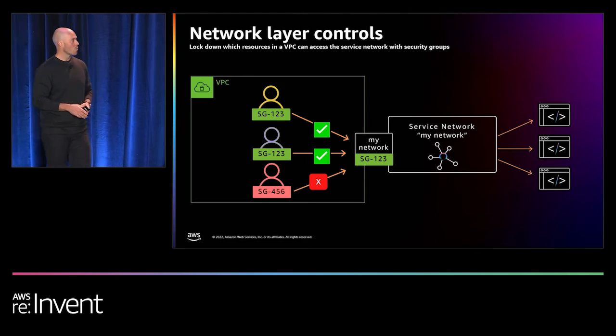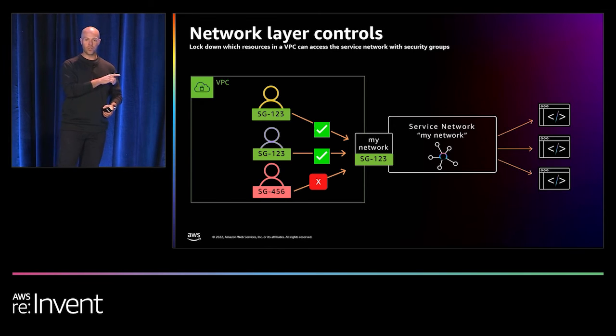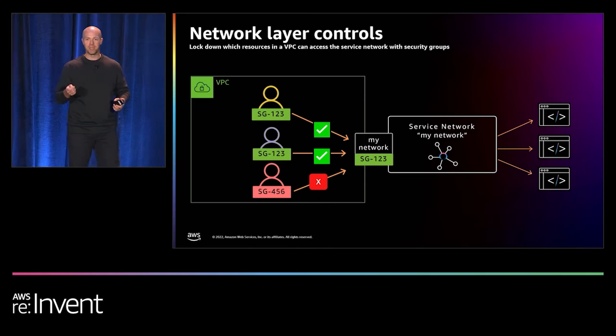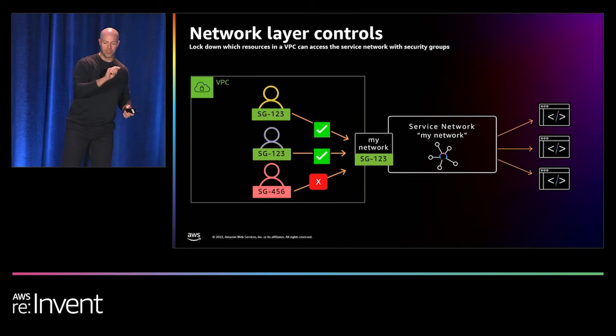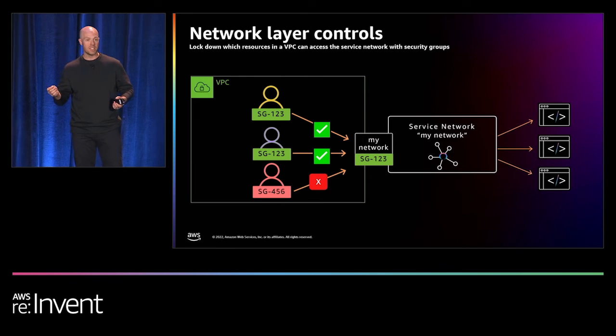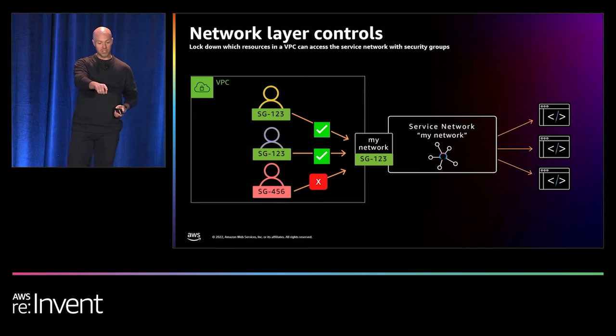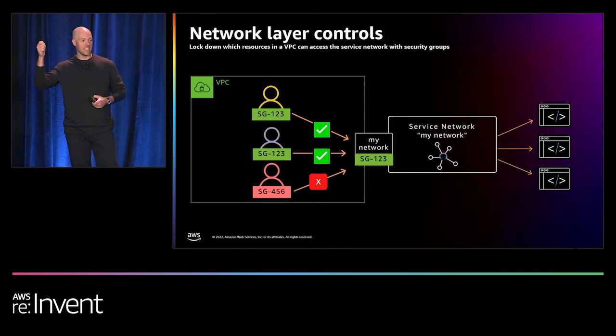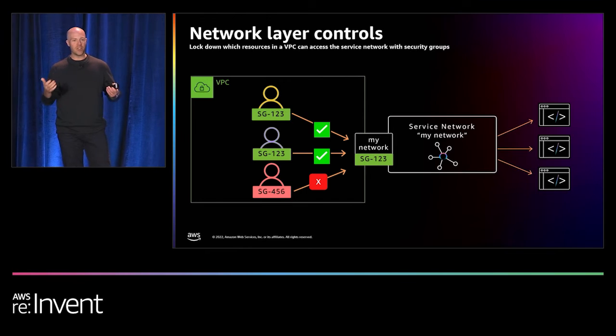It's kind of neat, where even though it's a network level control, it's like a new age network level control, because it's kind of like tagging, right? I can put a security group on all the resources in the VPC that I want to provide access to, and then go to my service network association and say, everything with this security group, allow it in. So that's just a very easy way.